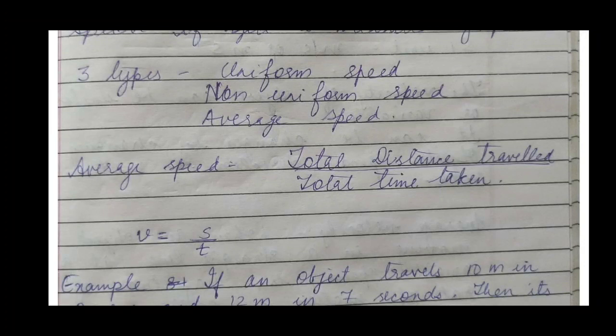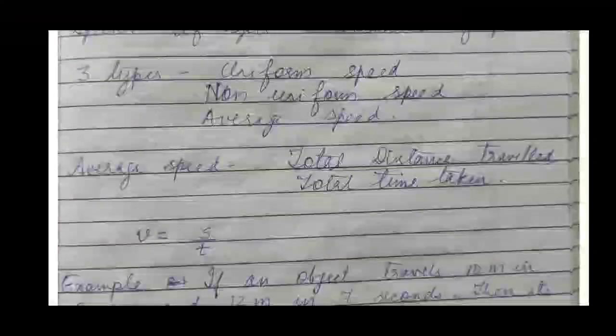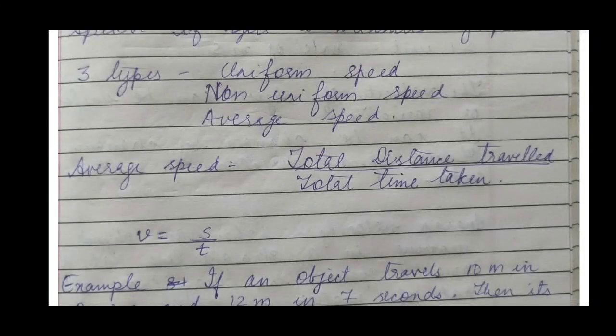The total distance traveled to go from O to A to B to C to D to E, whatever distance has been traveled, divided by total time taken. O to A took 1 minute, A to B 2 minutes, B to C 3 minutes, so 1+2+3, add up the whole time taken, add up the whole distance. By dividing both of them, you will get the average speed. So average speed is also denoted by symbol V. So V equals S upon T.